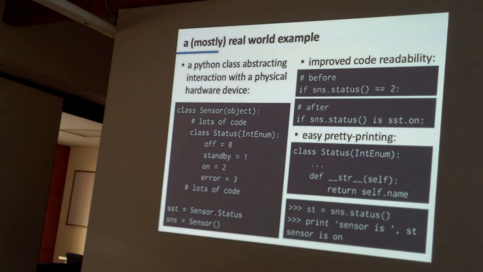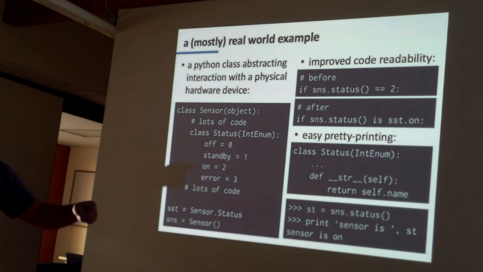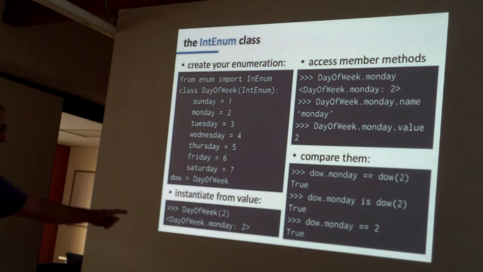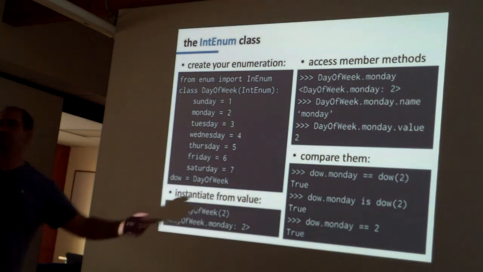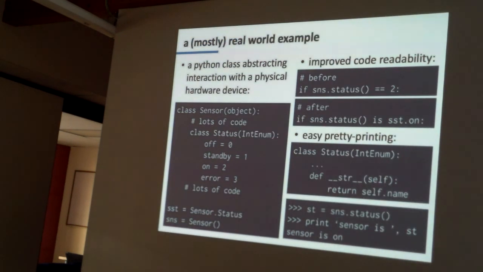And the other very nice thing is the ease with which you can pretty print. When you have things that are numbers and you want to give user feedback, typically you end up creating a dictionary that says 0 means off, 1 means standby, 2 is on, and 3 is error. Then whenever you want to print, you say the status is my dictionary, square brackets, and the value. With this, the way it prints out by default is something like day of the week dot Monday 2, which may be much more information than you want in a clean text message.